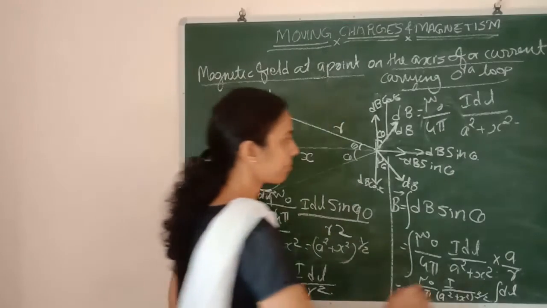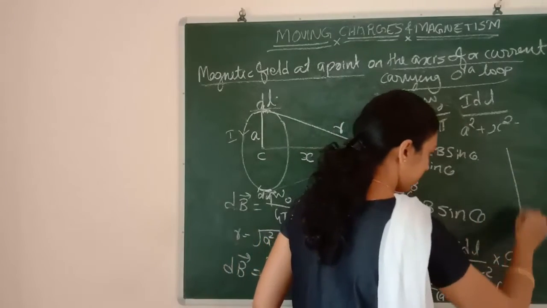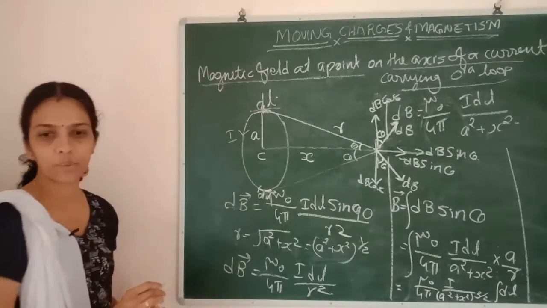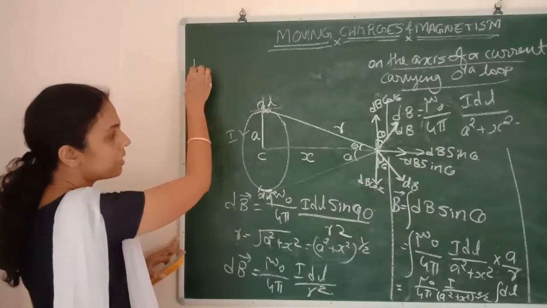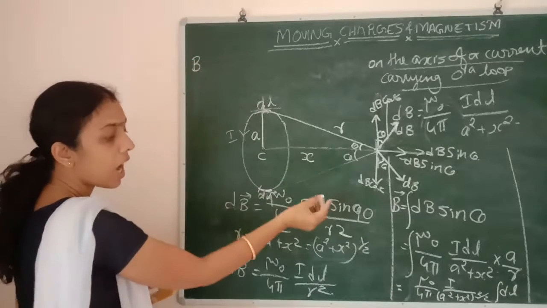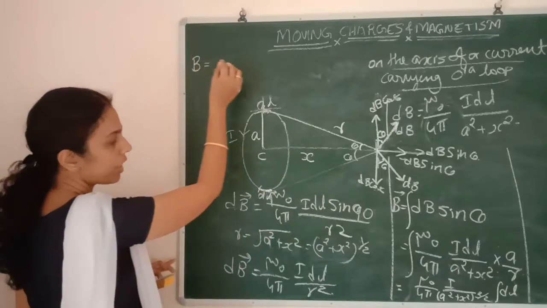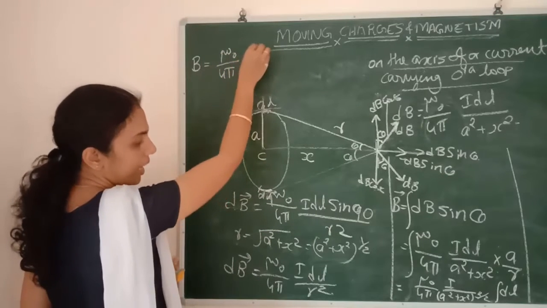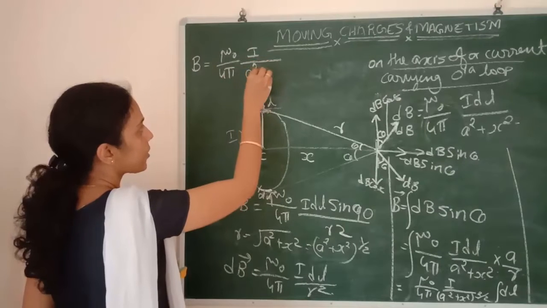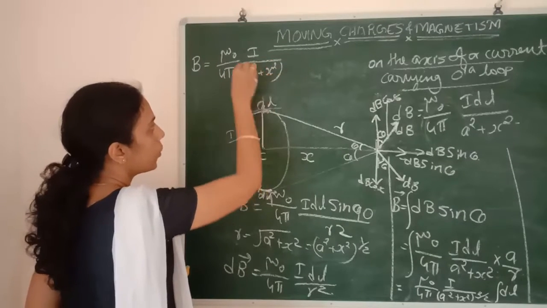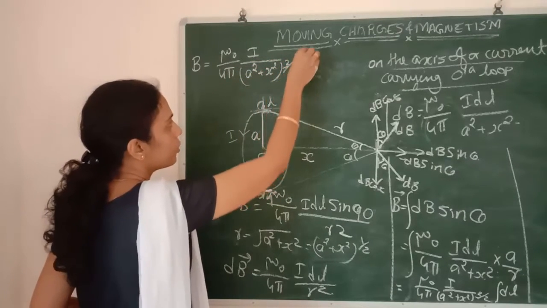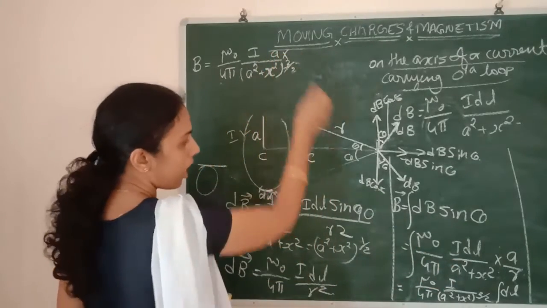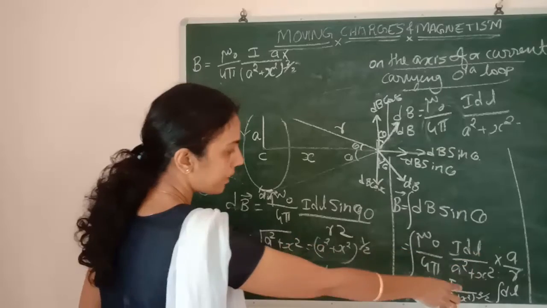Okay, the next portion I'll write over here. So for the magnetic field of half the portion, how much will I be getting? Mu 0 by 4 pi into I divided by a square plus x square the whole power 3 by 2, into a into r. What is 2 pi, the integral of dl?